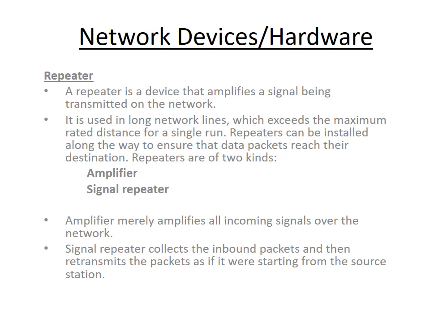Repeaters are of two kinds: amplifier and signal repeater. Amplifier merely amplifies all incoming signals over the network. Signal repeater collects the inbound packets and then retransmits the packets as if it were starting from the source station.